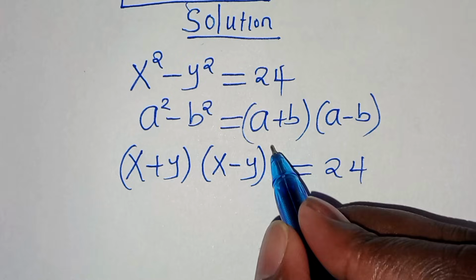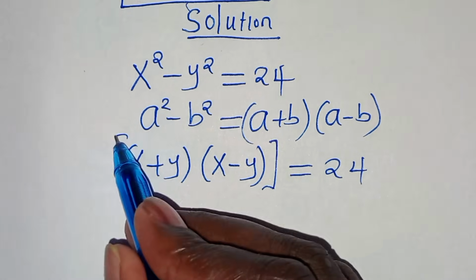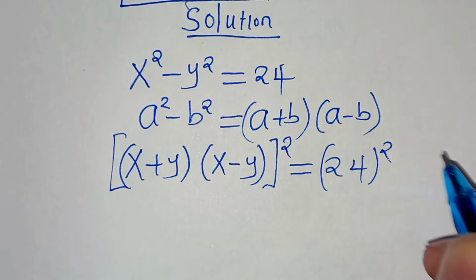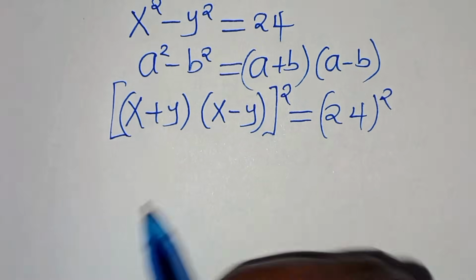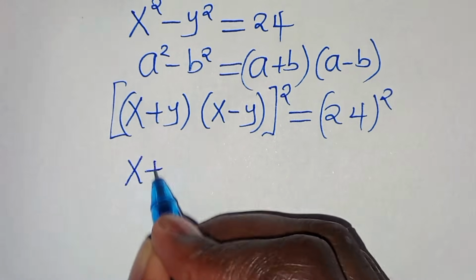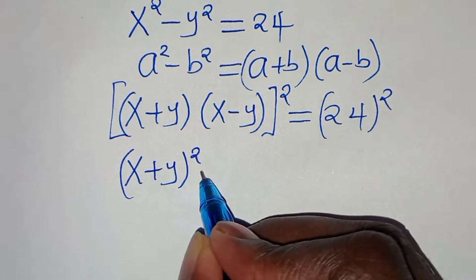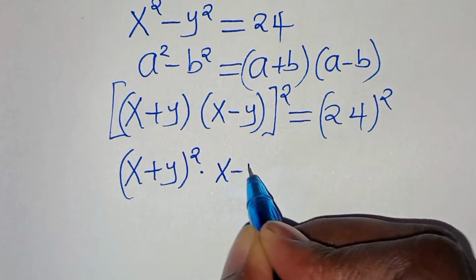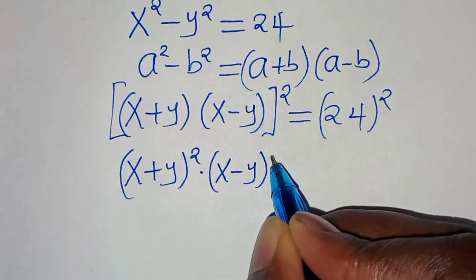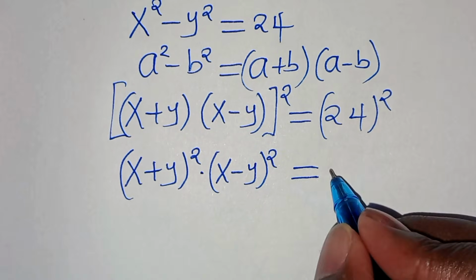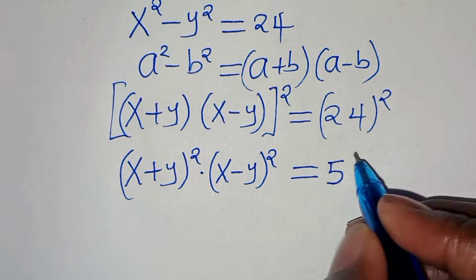The next step is to square on both sides from here, so that now we can express this as x plus y raised to the power of 2, then multiplied by x minus y raised to the power of 2. This is equal to 24 squared, and this is equal to 576.